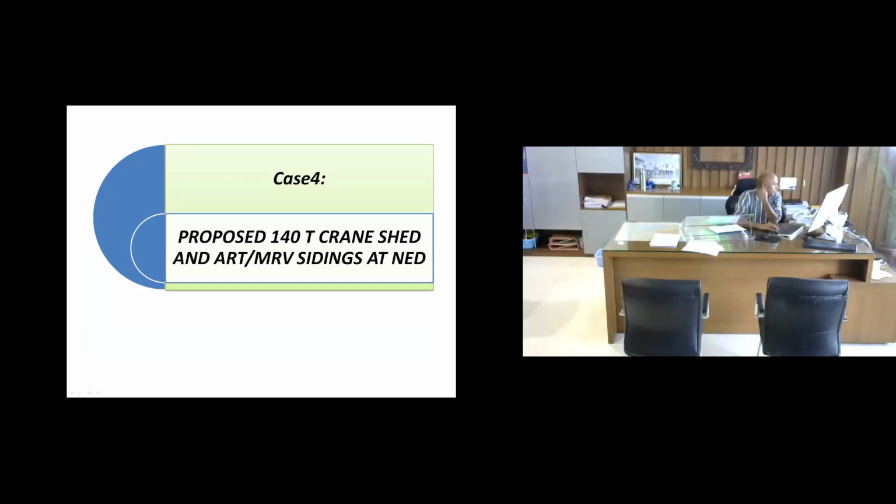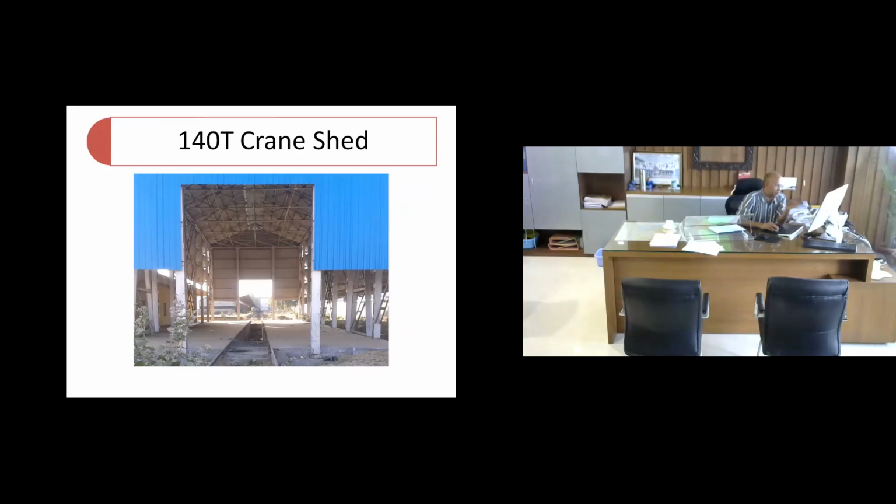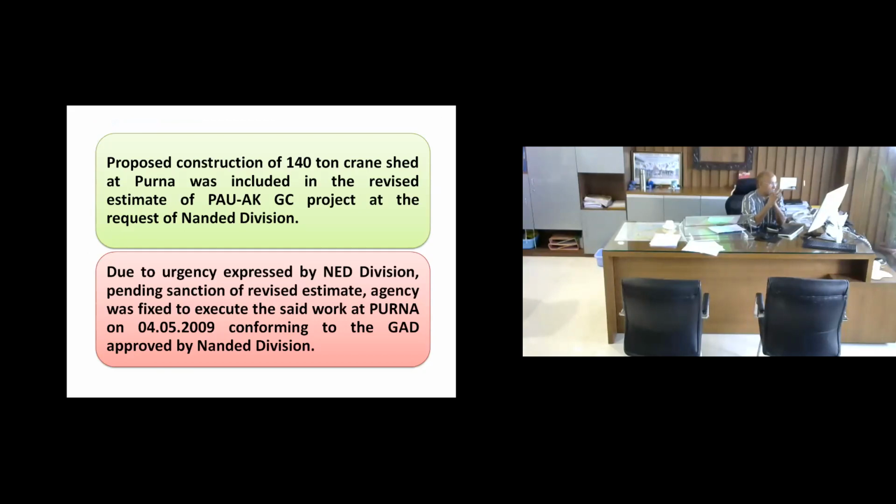This is a case of a 140 ton crane set at Nanded. So the background of the case is like this. This is just a system map of Nanded division. Mudkhir is here, almost close to Nanded, Hujur Sahib Nanded. So it is a case of a 140 ton crane set which we require for housing our ART crane. We can see the constructed portion of the shed. It was basically a part of the Purna-Akola gauge conversion project.